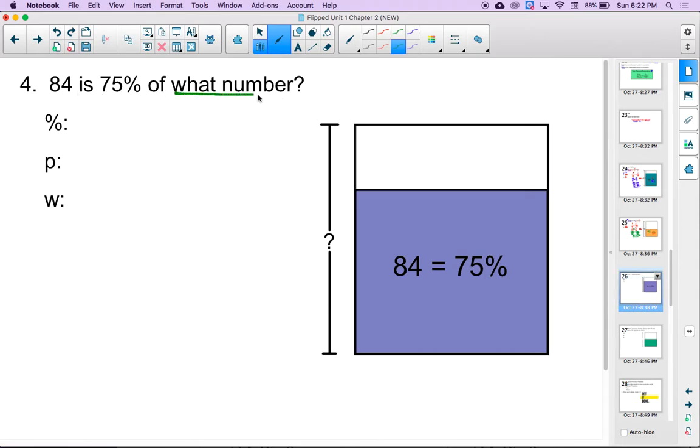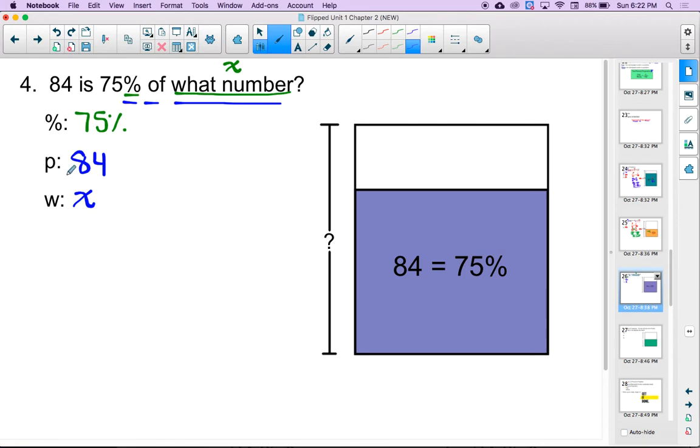Well, the first thing I do is I find where it says what number, and I put my variable in that spot. Now I find my percent sign. That means my percent is 75. Remember that important phrase we keep repeating over and over again: percent of the whole, percent of what number. Okay, so my missing number is going to be the whole this time. And the only number left is 84. That means that's the part.